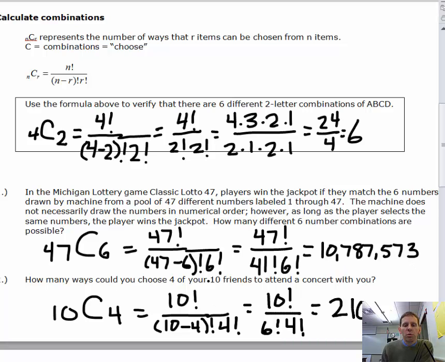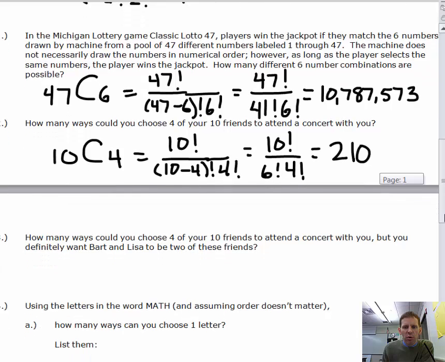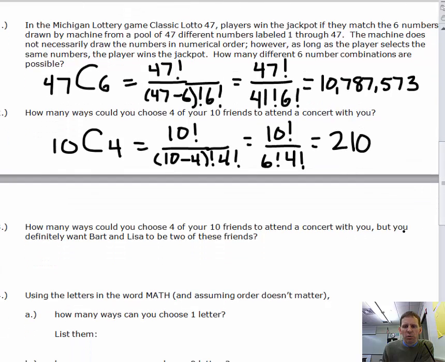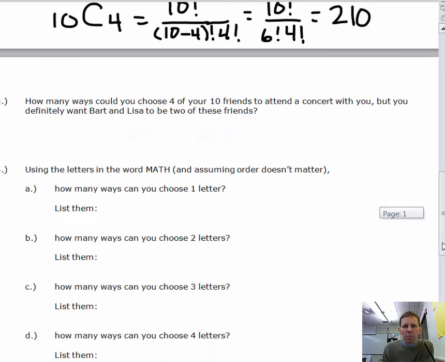For number 2, we want to choose 4 of our 10 friends. So we have 10 friends. We're going to choose 4 of them, use our formula, and you get 210. Now, let's say out of these 4 friends, there are 2 that you specifically want to invite. So we're going to look at a case where we want to invite Bart and Lisa.